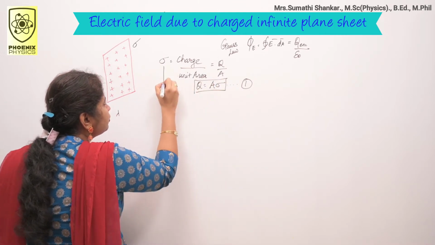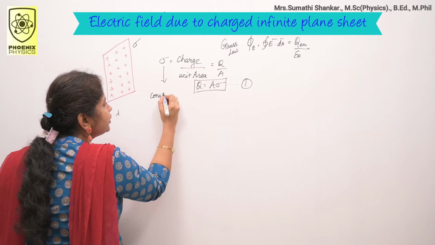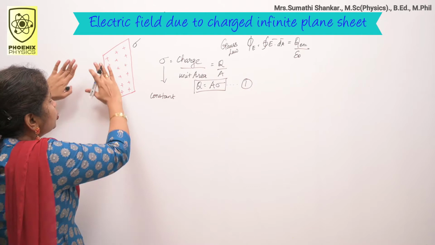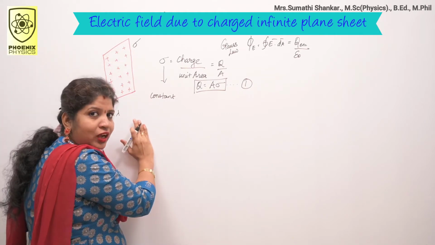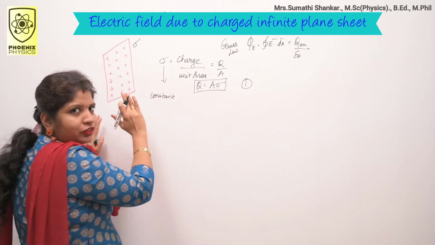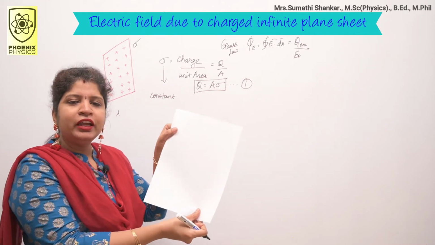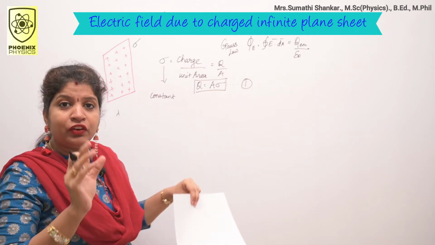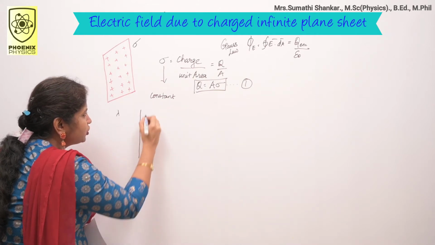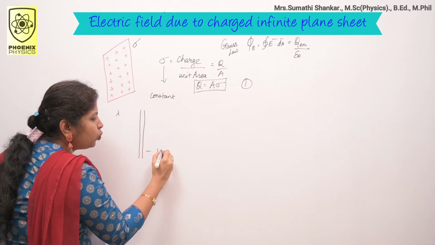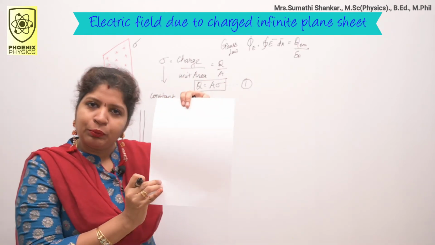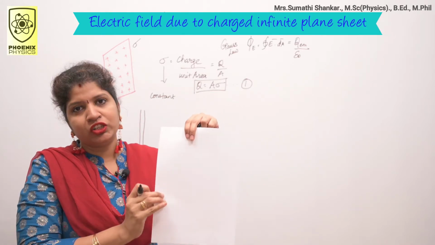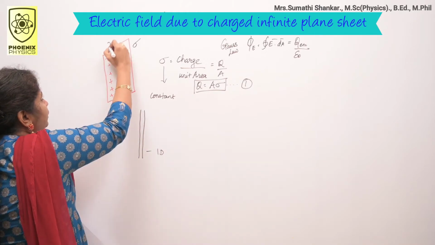Here sigma is constant. Why did I say sigma is constant? Because we have uniformly distributed charges on the surface of the sheet. This is our sheet. It has two dimensions, length and breadth. If it is an infinitely charged wire, it has only one dimension. This is a plane sheet, so it has two dimensions, a thin plane sheet.